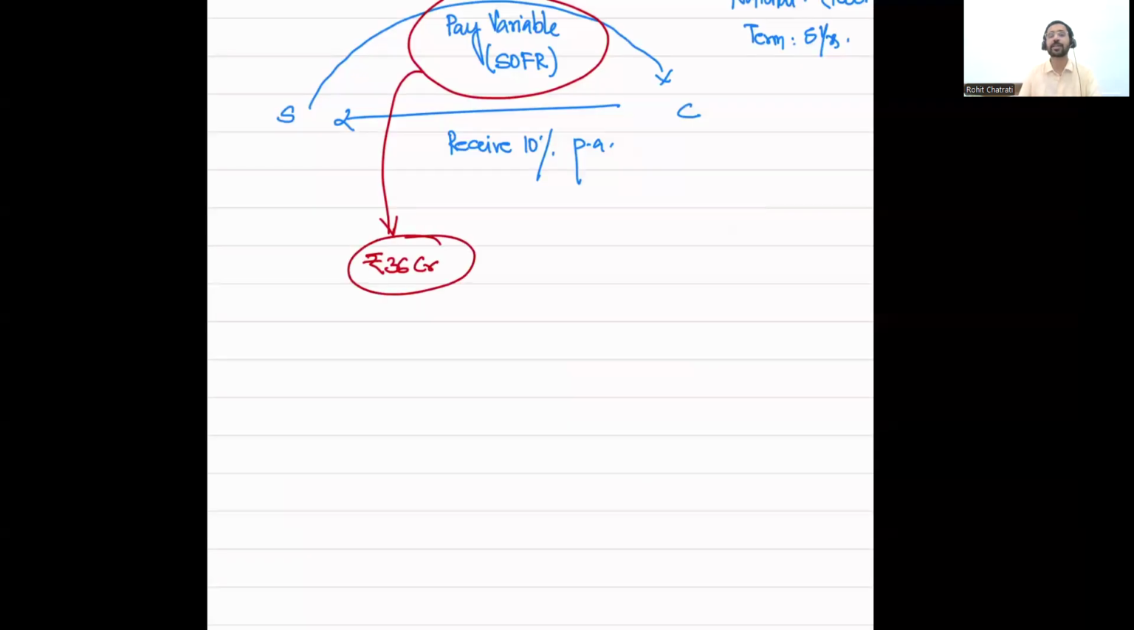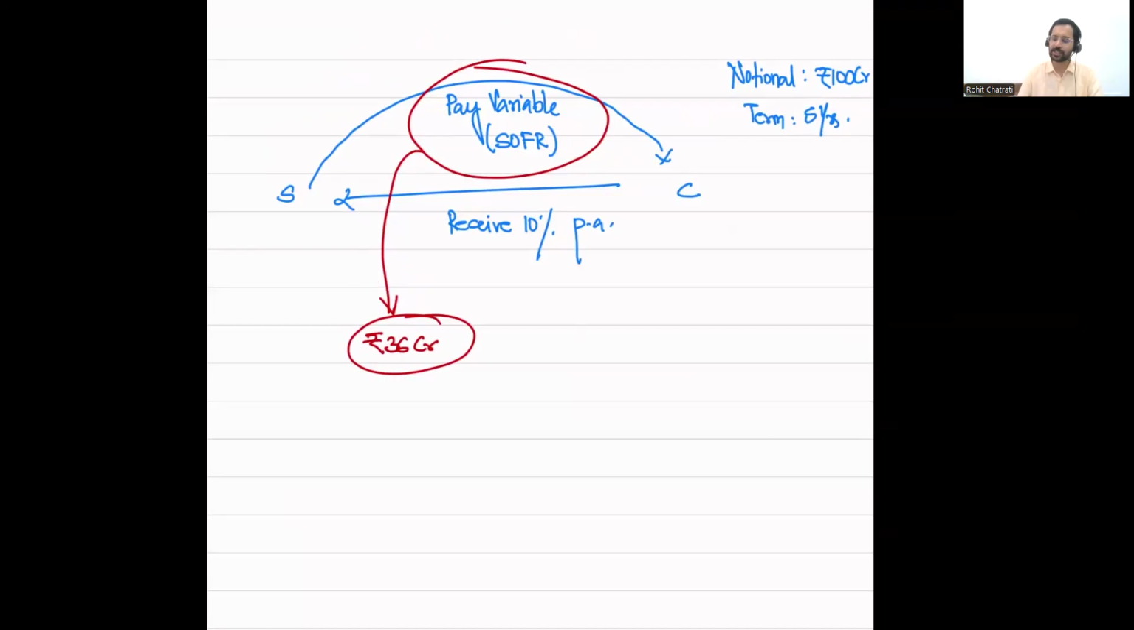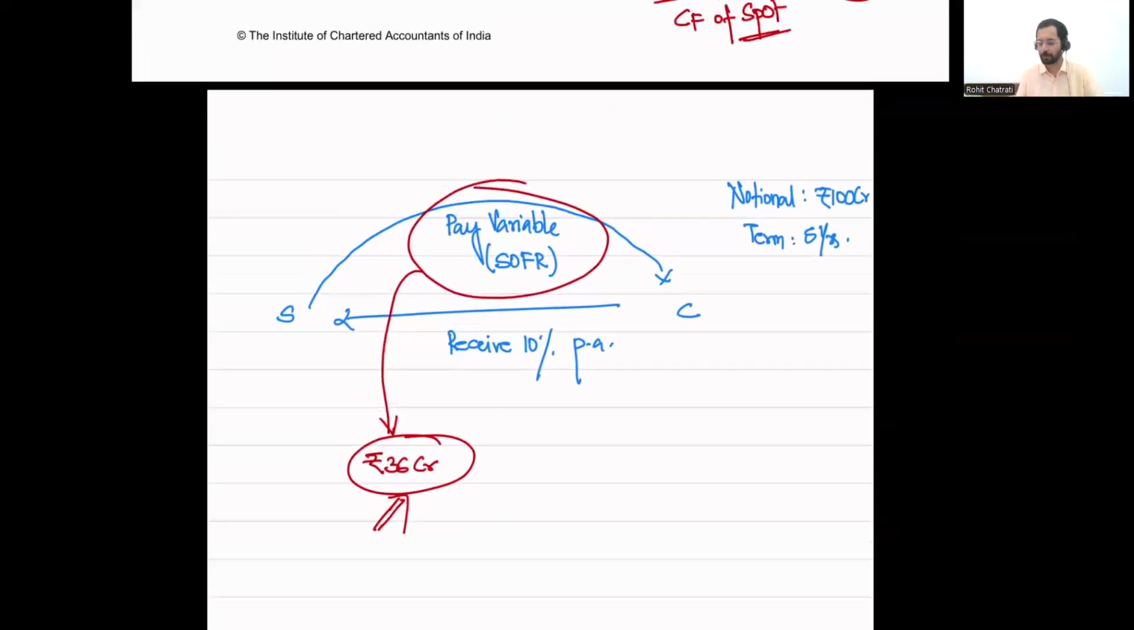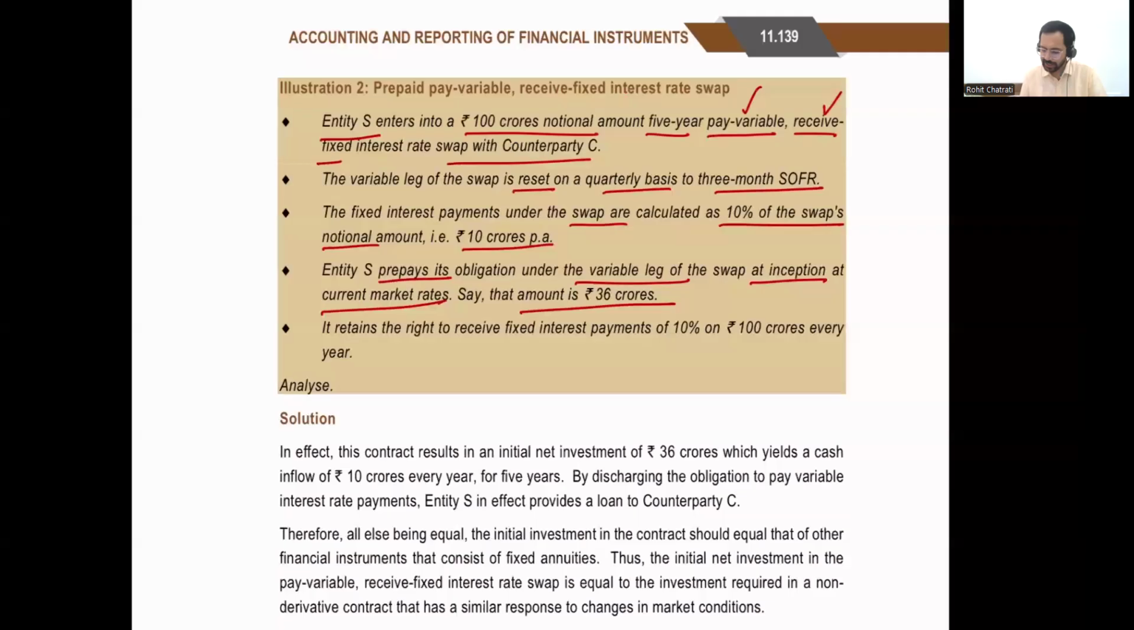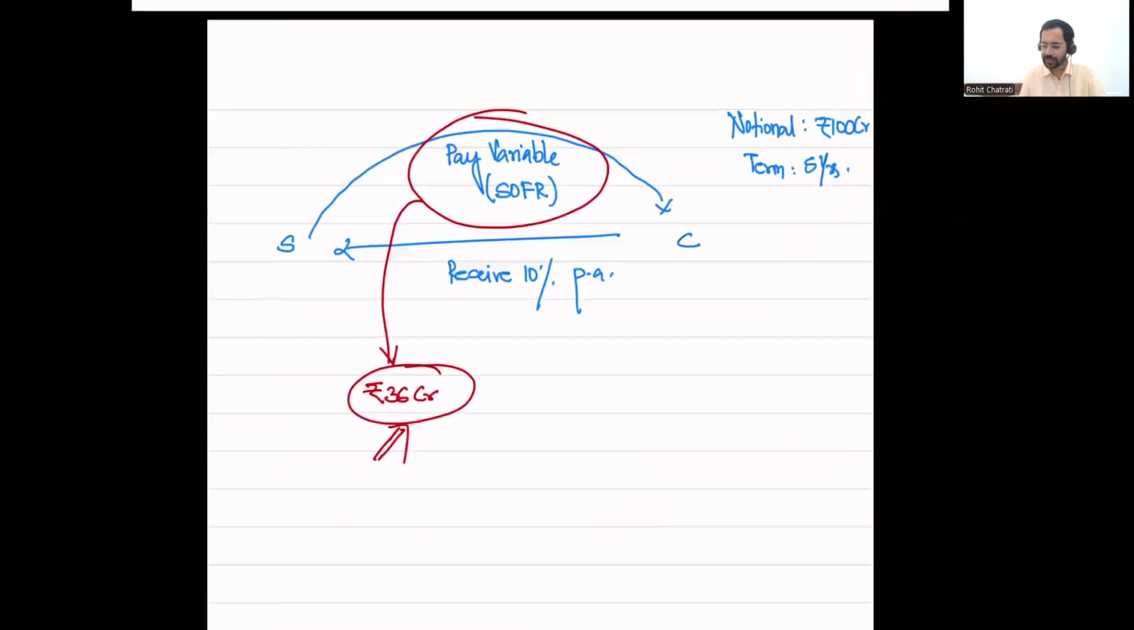All right, they've basically calculated the present value of the interest that S will actually have to pay to C, and that is determined to be equal to 36 crores. Now, how this 36 crores has been arrived at is slightly not necessary, so I'm not getting into the details. All right, but this 36 crores is an upfront payment that S is actually making to C as a result of entering into the swap. This is the initial investment that S is actually making in this interest rate swap. Entity S retains the right to receive fixed interest rate payments of 10 percentage on 100 crores every year.